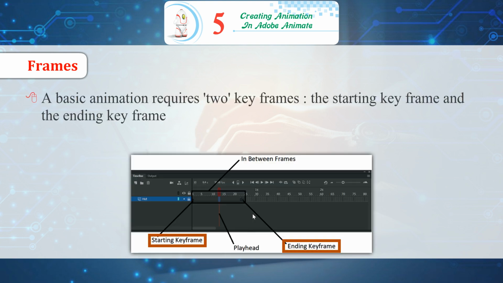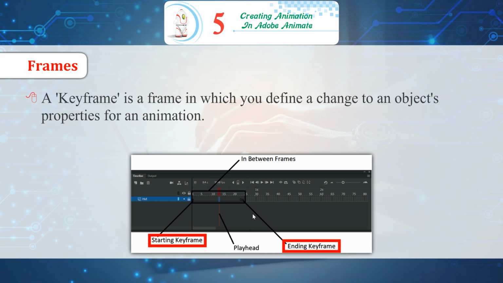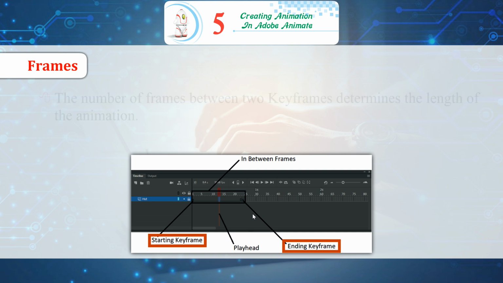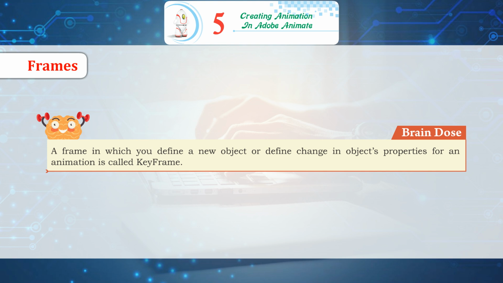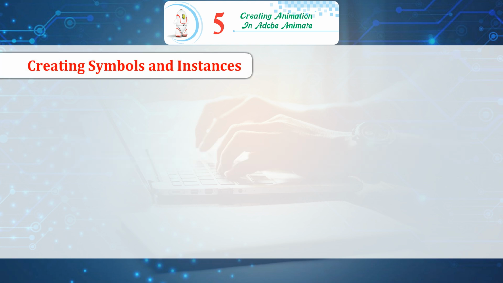A basic animation requires two keyframes, the starting keyframe and the ending keyframe. A keyframe is a frame in which you define a change to an object's properties for an animation. The number of frames between two keyframes determines the length of the animation. A frame in which you define a new object or define a change in an object's properties for an animation is called a keyframe.